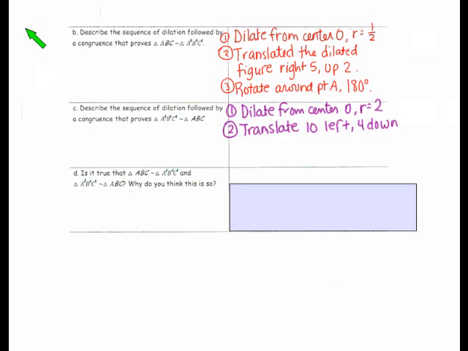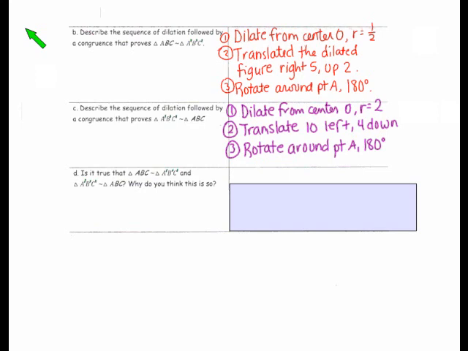At that point, we had point A, the corresponding points on the triangle, and our last step was to rotate. When you rotate, remember to say what point you are rotating around. We rotated around point A, 180 degrees. When you rotate 180 degrees, you do not need to say which direction because it doesn't matter.